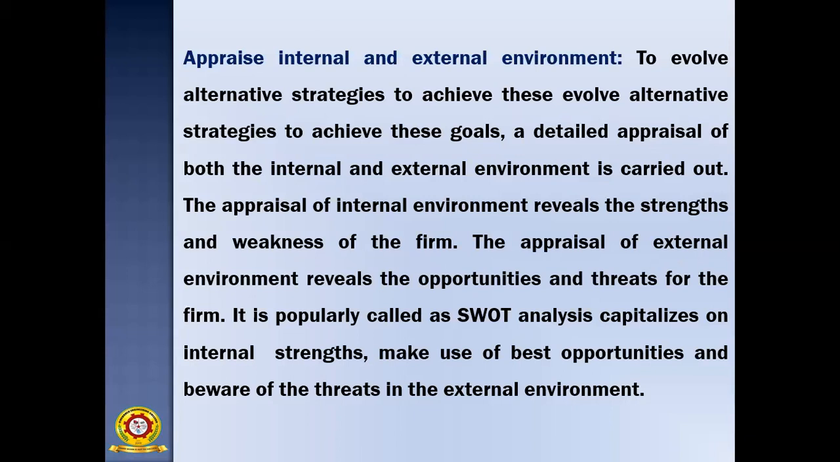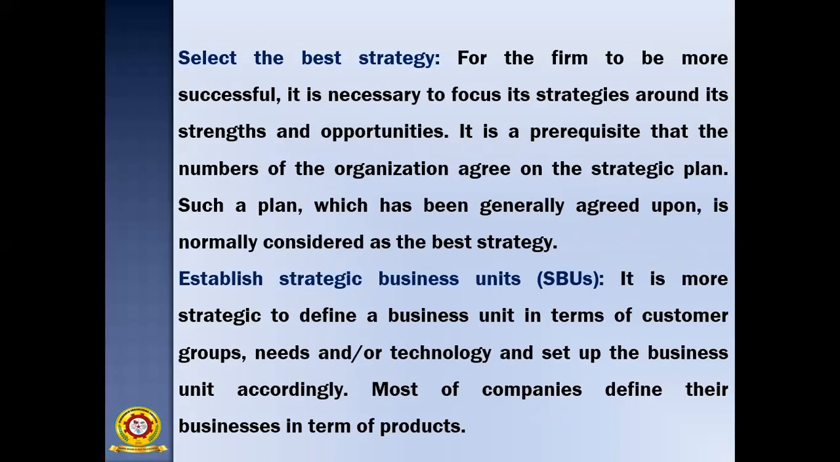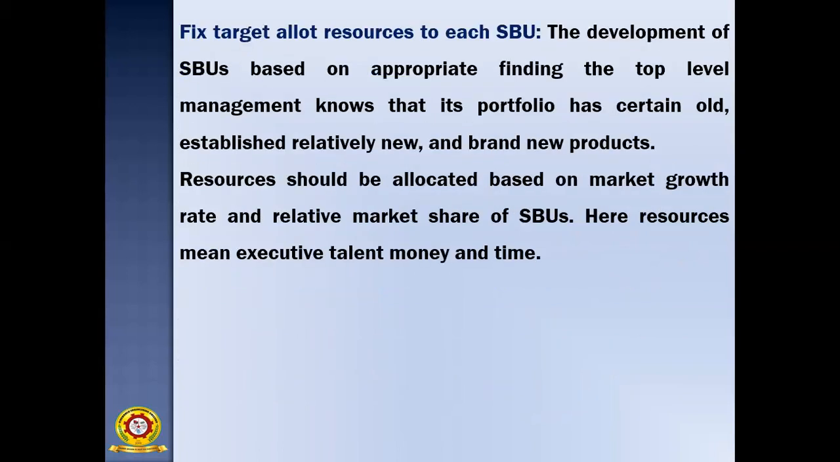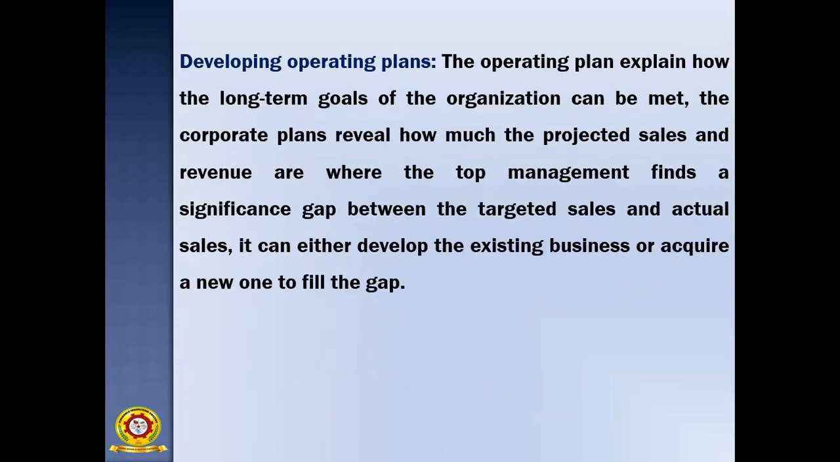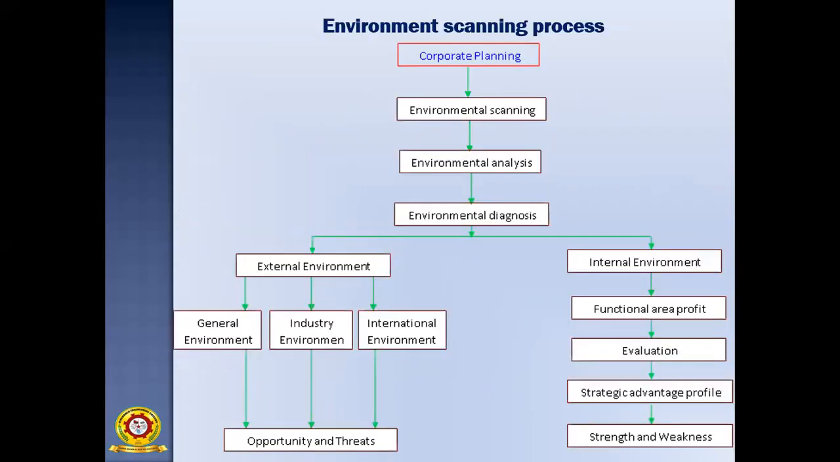Okay, so appraise the internal and external environment, and develop and evaluate alternative strategies and select the best strategy, and establish strategic business units and fix targets, allocate resources to each SBU, and develop operating plans and monitor performance. After that, revise the operating plans where necessary. Okay, so this is the strategic management process. Just once again I remind you.